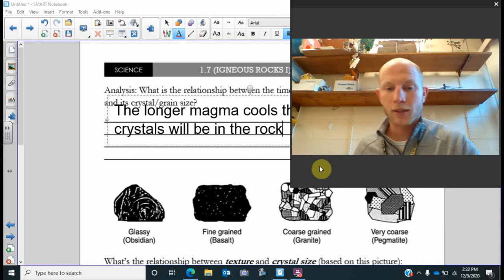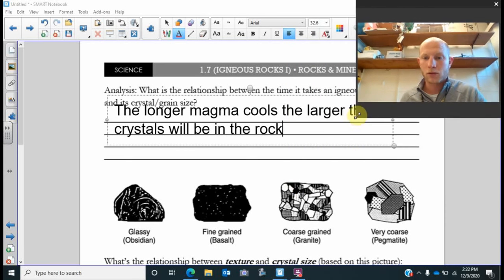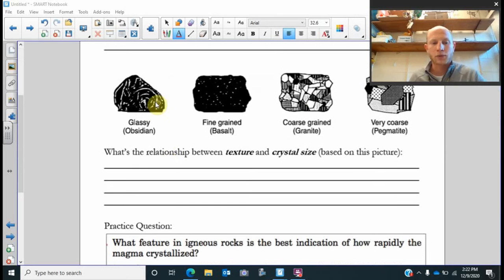So let's keep moving on. Then it talks about obsidian. So what's the relationship between texture and crystal size? And when we're talking about texture, up here, right, it's saying, is it fine?